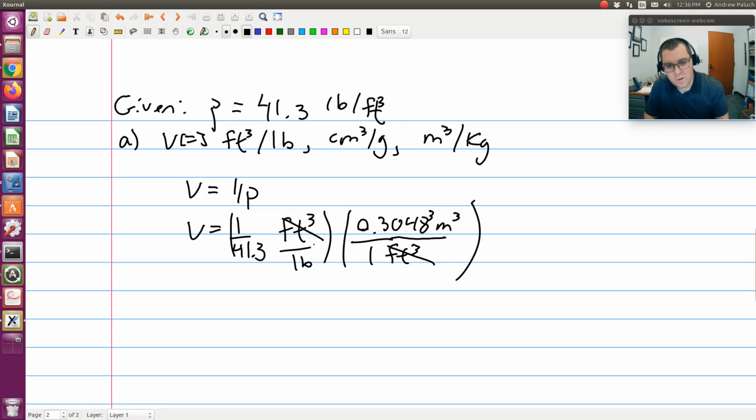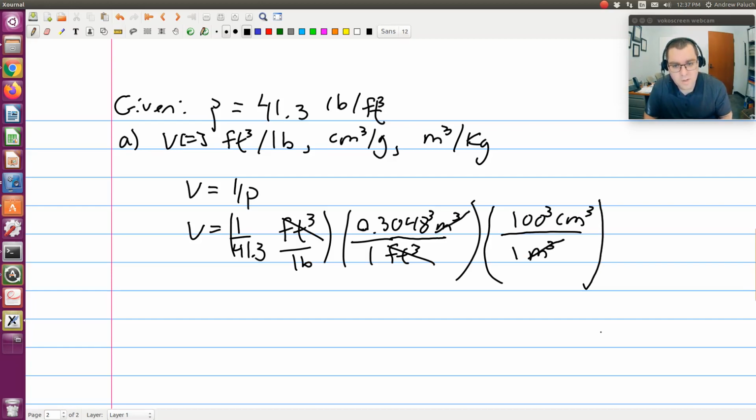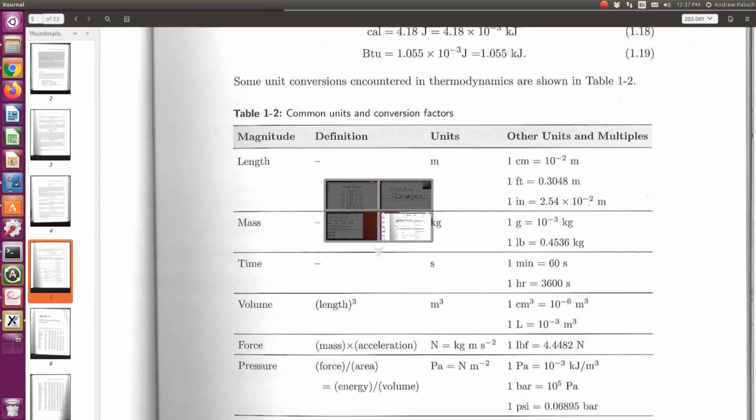So to get my unit of length to meters cubed. And then I know that 1 meter is 100 centimeters. So again, if I were to cube the top and bottom, I'd have 100 cubed centimeters cubed is 1 meter cubed. So now I have my desired unit of centimeters cubed. And then I would just need to take care of mass.